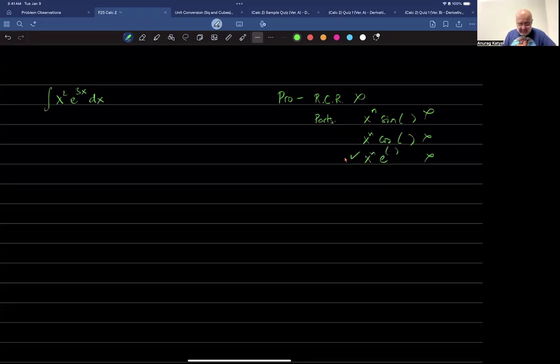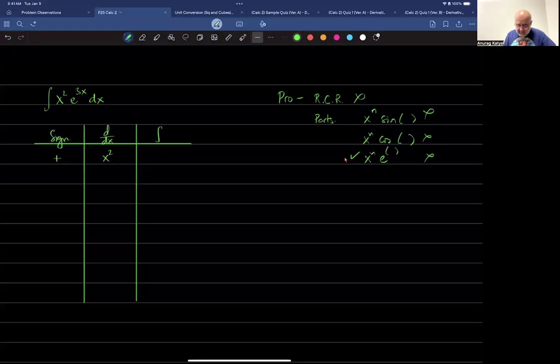So the tabular method says I'm going to make a column for the signs, a column for the derivative, and a column for the integral. I'm going to start with plus x squared, and I'm going to integrate e to the 3x. So I'm going to find all my derivatives first, so then I know how many integrals and how many signs I need.